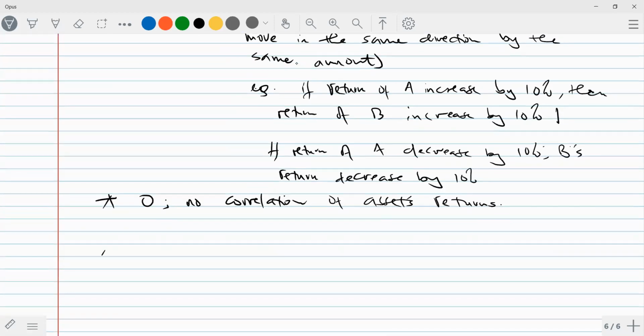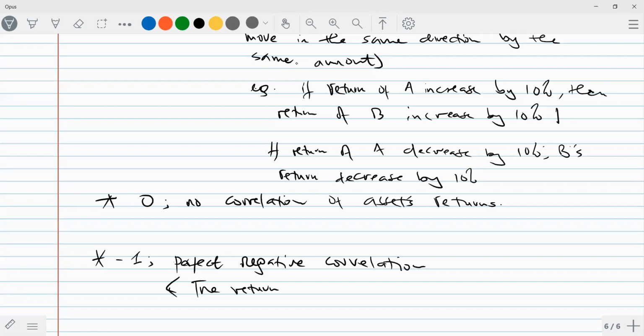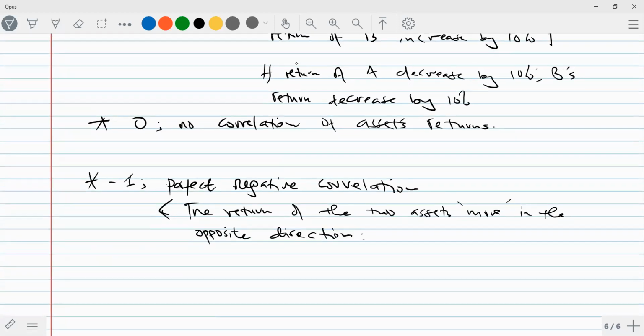If we get negative one, what is negative one? It's called the perfect negative correlation. What does that mean? It means that the two assets move in the opposite direction. The returns of the two assets move in the opposite direction, and by the same amount, or by the same values.